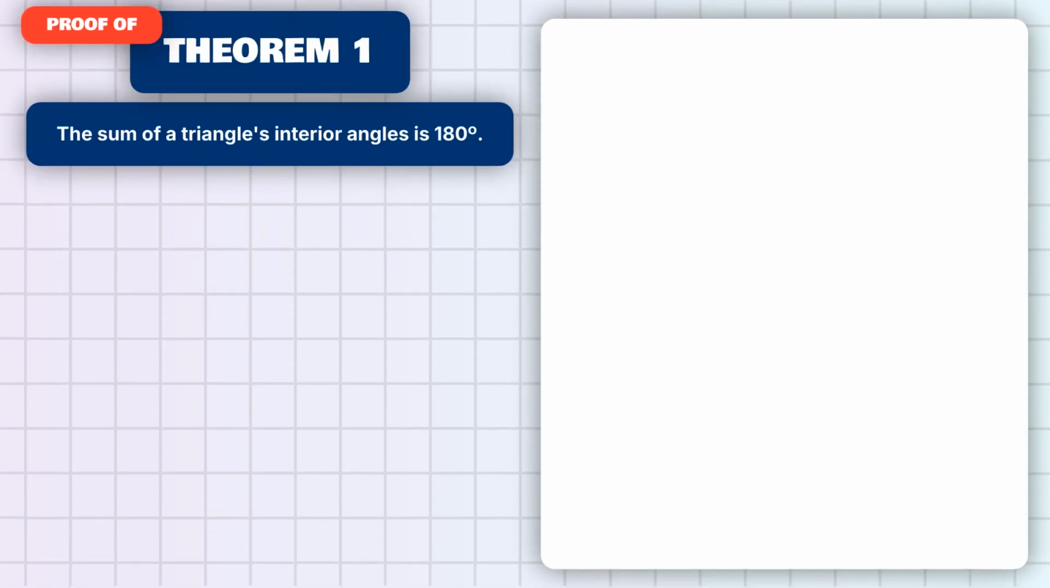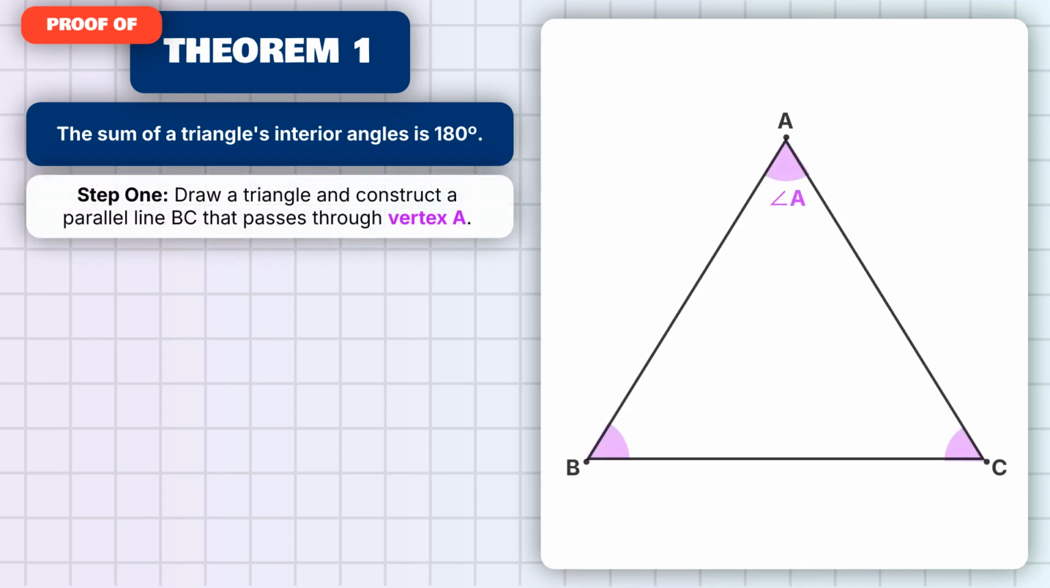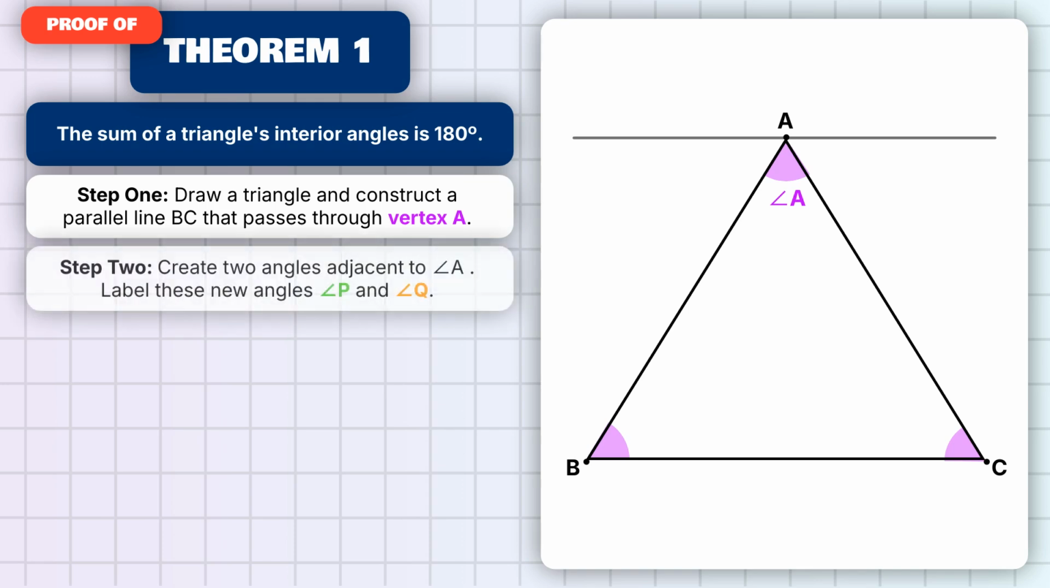We are going to start by proving the theorem that the sum of angles in a triangle always adds up to 180 degrees. Let's take a step-by-step approach. First, let's begin with the triangle BAC. Now let's construct an additional line parallel to side BC that passes through vertex A. With the parallel line drawn, we create two angles adjacent to angle A. Label these new angles, angle P and angle Q. Great, that's the first two steps done.